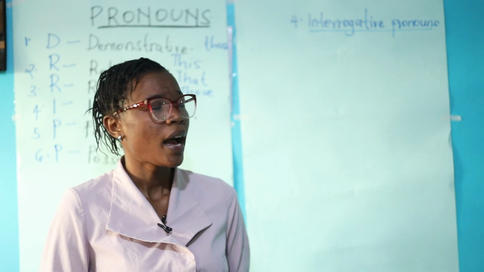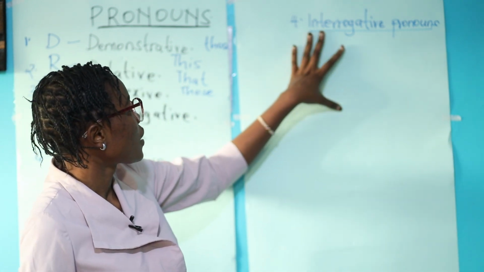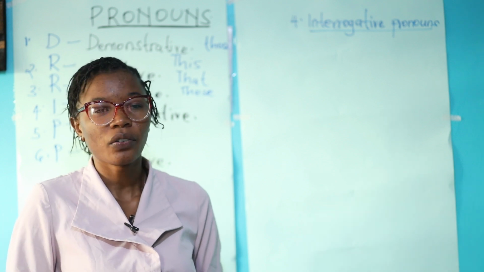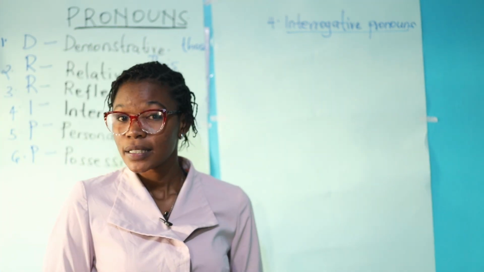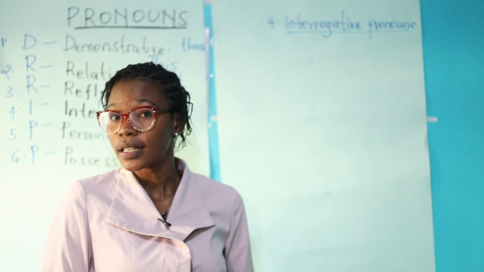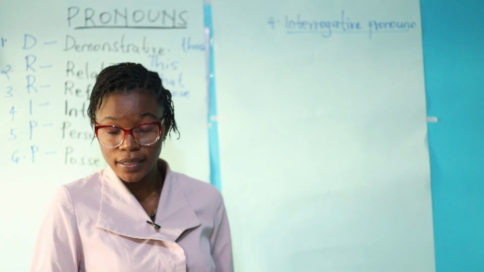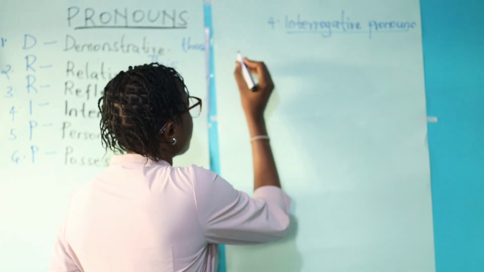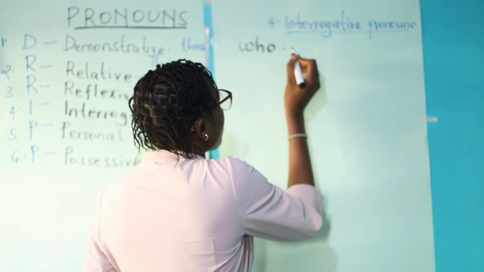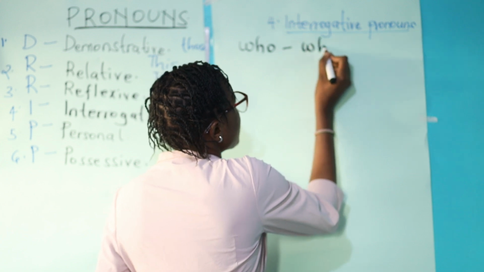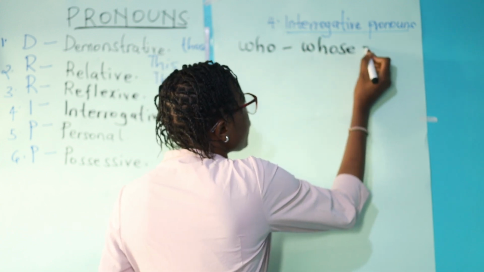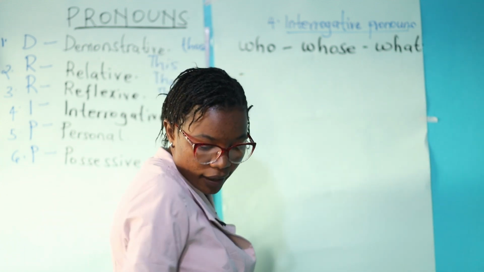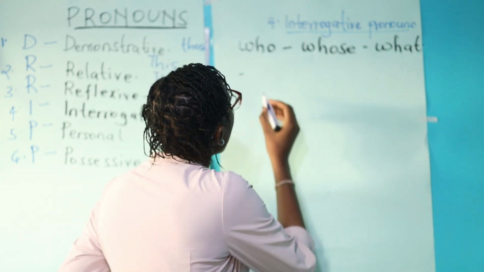In many cases, a lot of people tend to mistake interrogative pronouns and relative pronouns. How can we tell the difference? In interrogative pronouns, the sentences end in question marks. Let us give examples of interrogative pronouns. Examples we have who, whose, what, and whom.